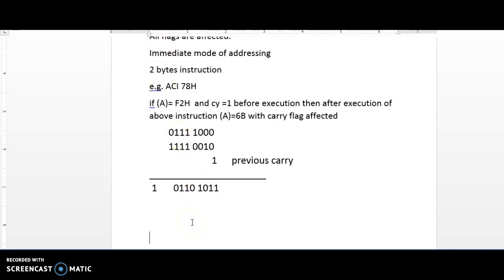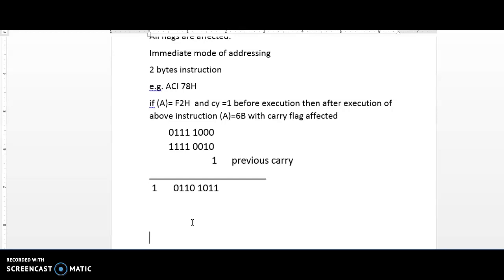So we had seen all the 4 addition instructions. One was ADD R or M. Similar to that is ADC R or M. So ADD R or M is add register contents or memory contents with the accumulator. ADC R or M is add register contents or memory contents with carry. And the result in both the cases will be in the accumulator. All flags will be affected.